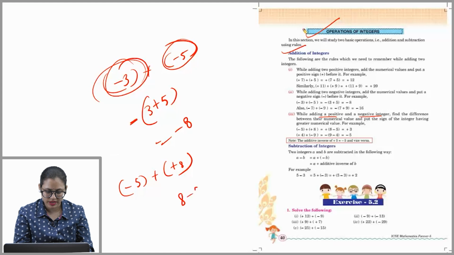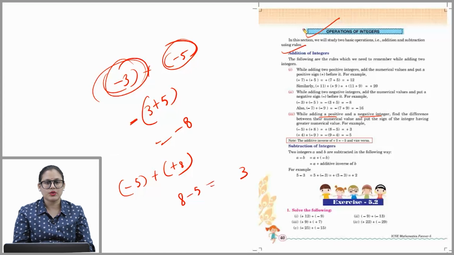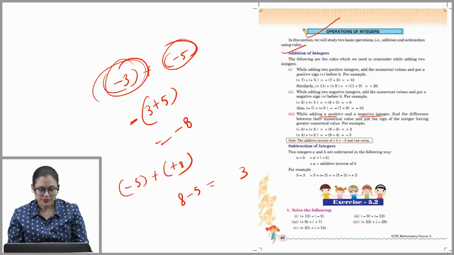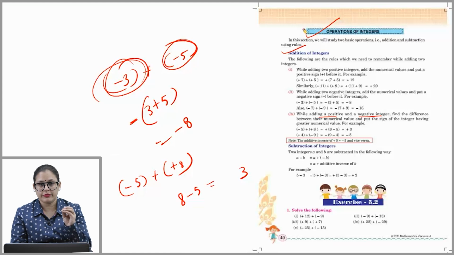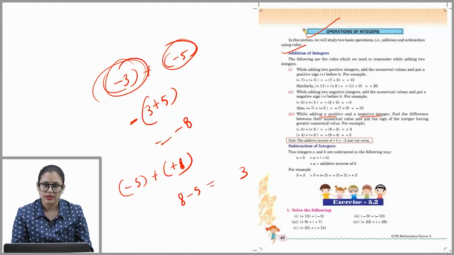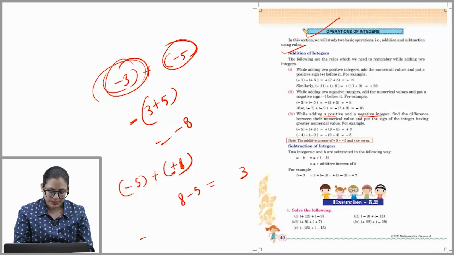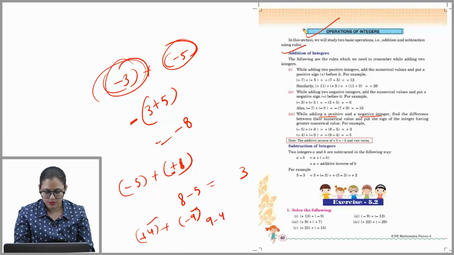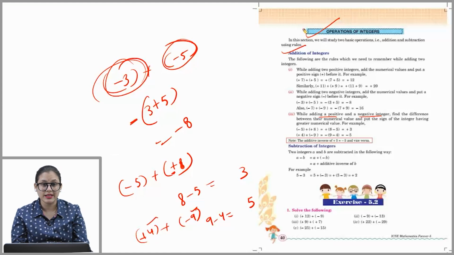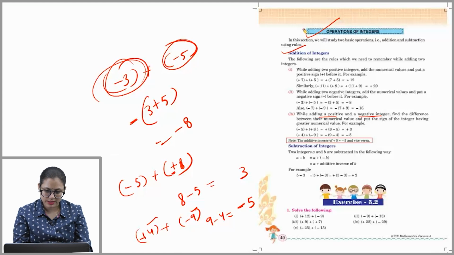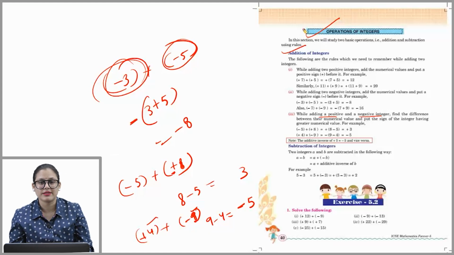For example, minus 5 plus 8. First, you will find the difference. Okay, 8 minus 5 is what? 3. And which sign are we going to use here? See, the sign of the greater numerical value. 8 is a greater number and the sign of 8 is plus, so we will write here plus 3. Now, plus 4 plus minus 9. Okay. First, we will find the difference. 9 minus 4 is what? 5. And sign minus. Why? Because the greater value is 9 and 9 has the negative sign.